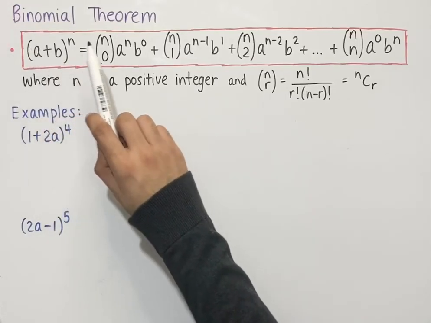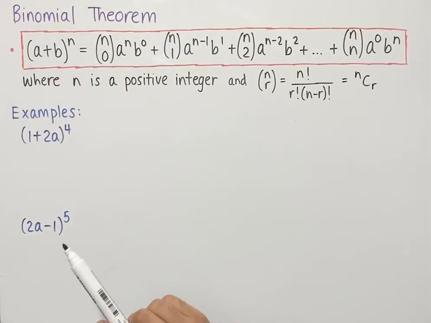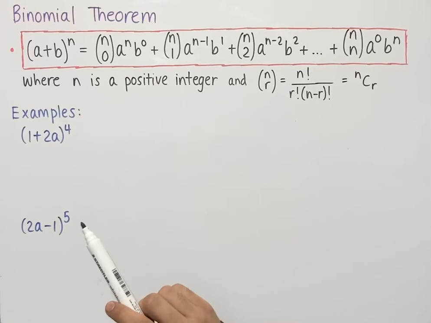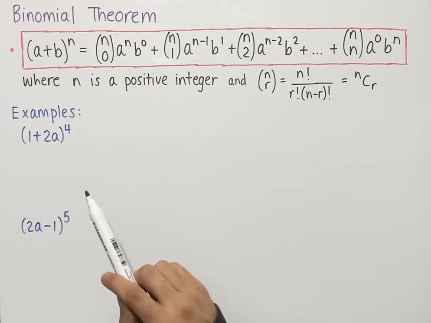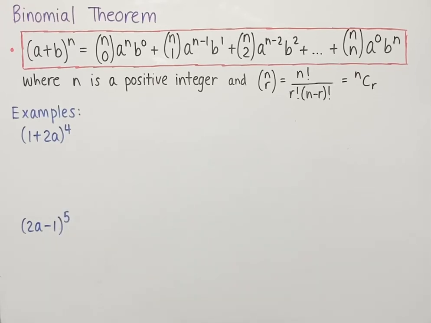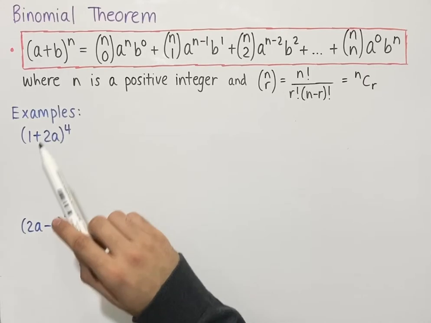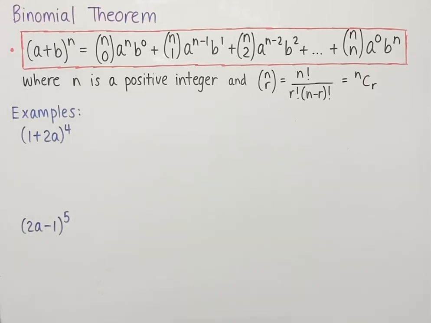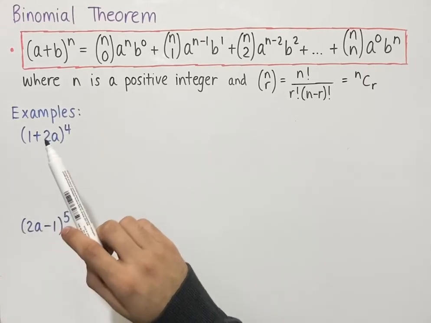Let's look at the binomial theorem. A binomial is an algebraic expression with two terms. For example, if we had 1 plus x, or (x plus y) squared, or (a squared minus b) to the power of 4, these are all algebraic expressions that have two terms, and so they're binomials.